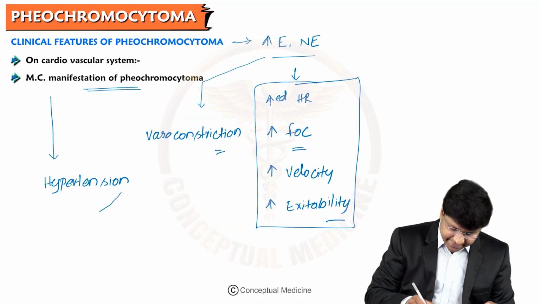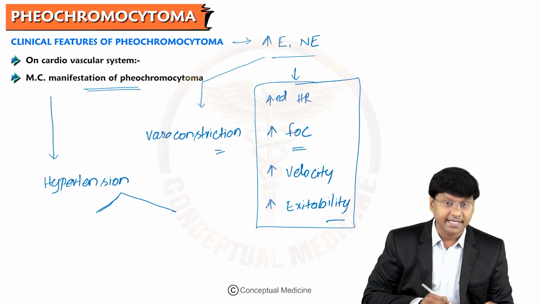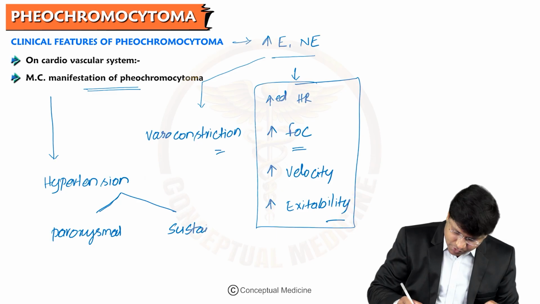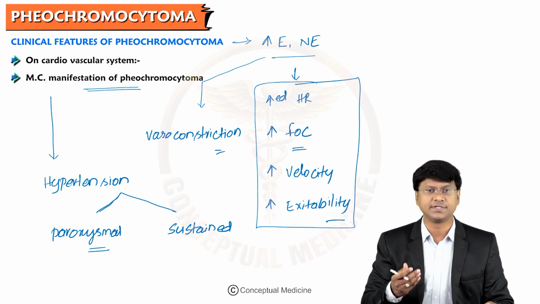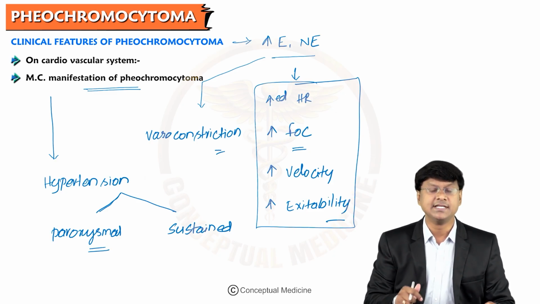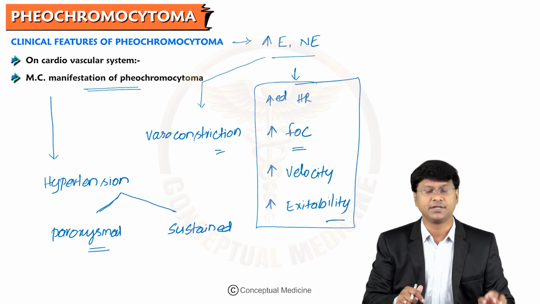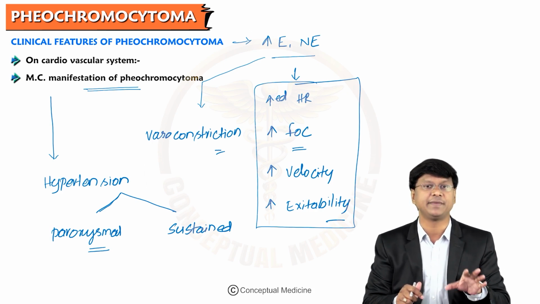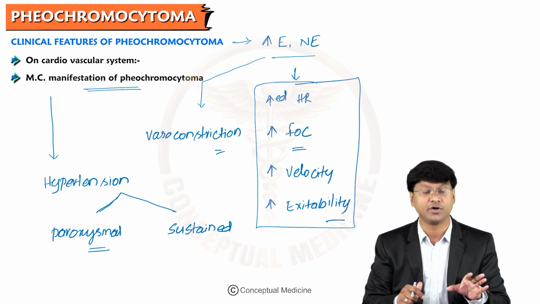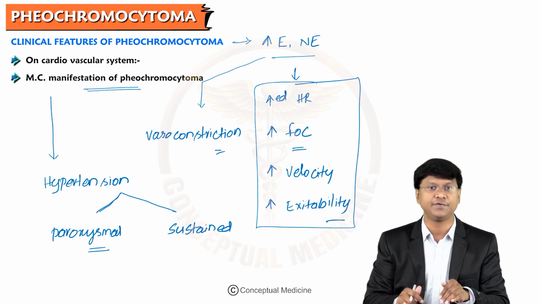Now, this hypertension can be paroxysmal hypertension and sustained hypertension. What do you understand by the word paroxysmal hypertension? Paroxysmal hypertension is a sudden onset increase in the blood pressure. And why is that? That is because in pheochromocytoma, you have pulsatile release of epinephrine and norepinephrine in excess quantity.